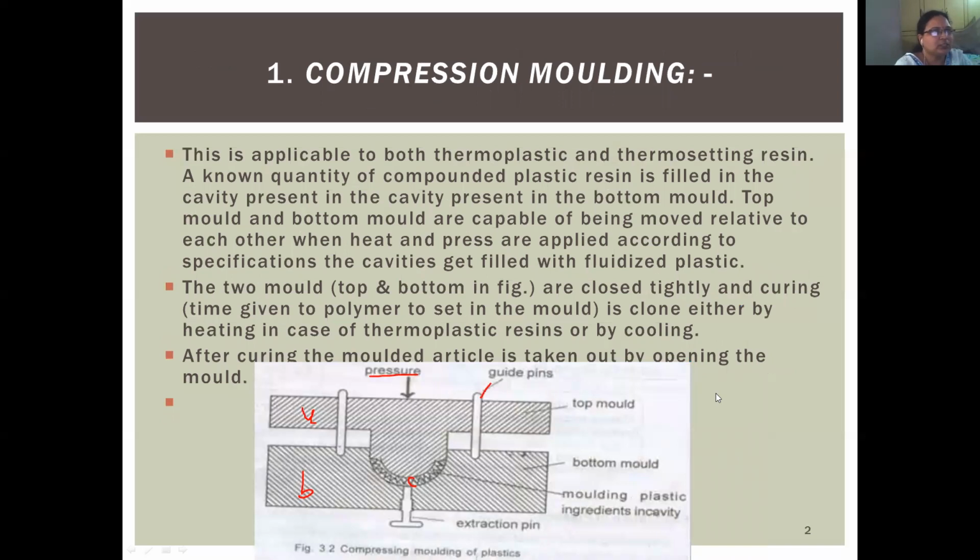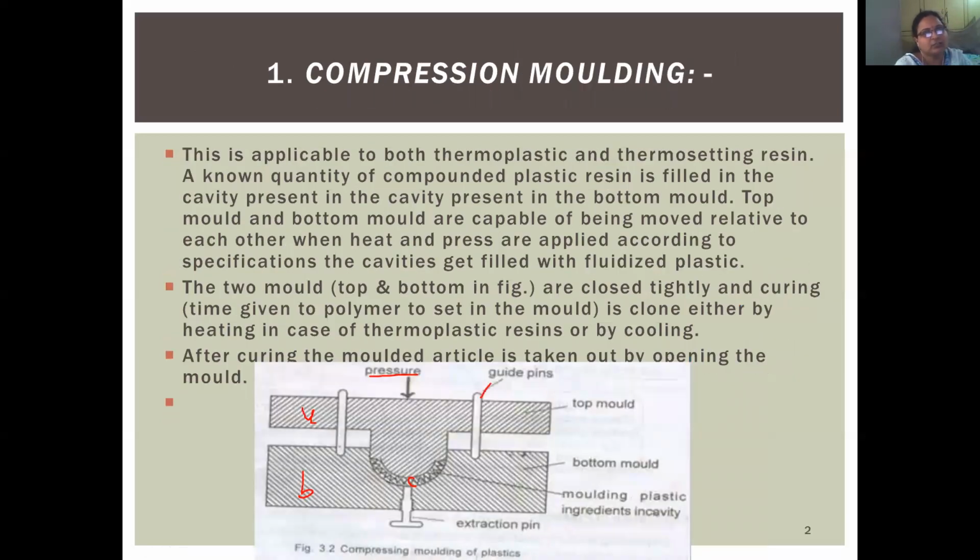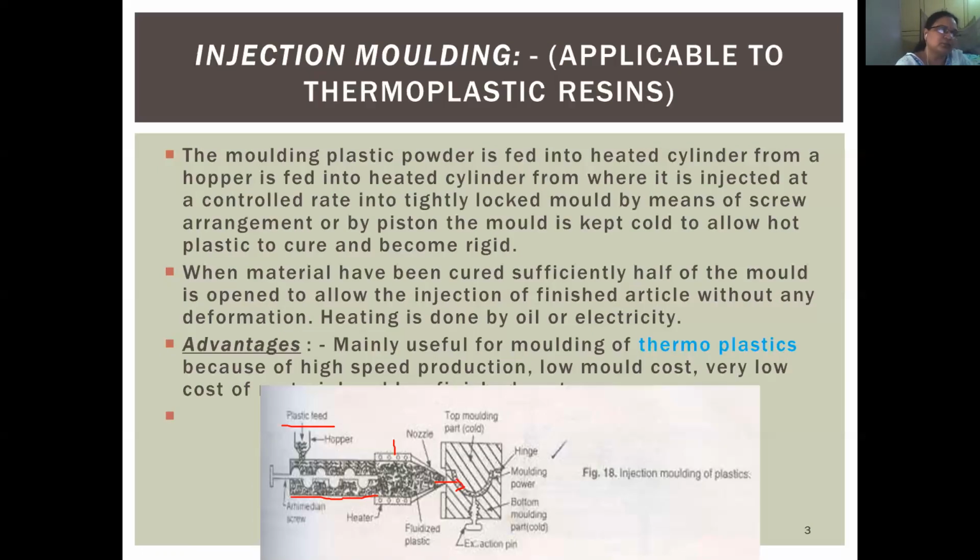One more thing. For thermoplastics, curing is required, whereas for thermoset materials, curing is not required because you can take out the material in hot condition also. So the technique which is used for fabrication of both thermoplastic and thermoset materials is compression molding, and the technique used to prepare only thermoplastic materials is injection molding.